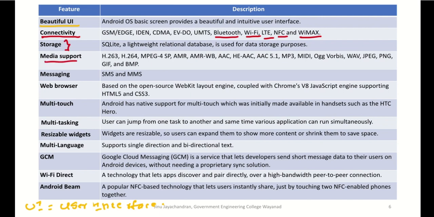Media support means which files you can run on an Android device. There are a lot of file formats or codecs in video and audio, and many different OSs don't support everything, but Android supports a large number of media file formats like MPEG-4, H.263, H.264, MP3 and WAV for audio, and for images JPG, PNG, GIF, and BMP.